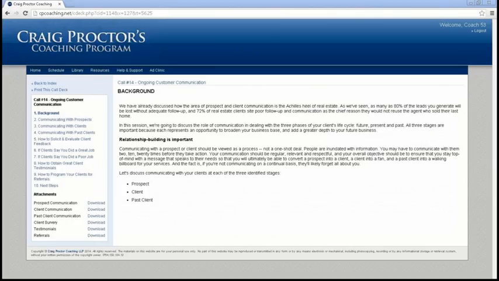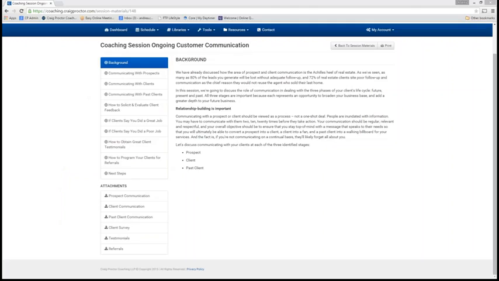But when you do grow your database, you can go to the coaching website and download any of this information and use it when the time comes. Start with prospect communication, because right now that's your biggest opportunity: how do you get more prospects in the door? And client communication: how do you do a better job of taking care of those clients so you can get testimonials and referrals going forward?